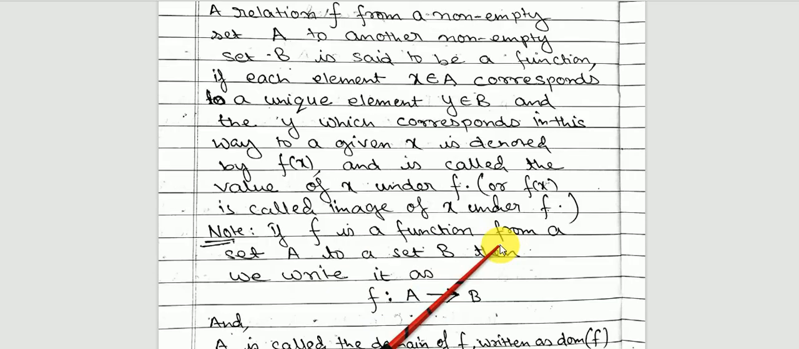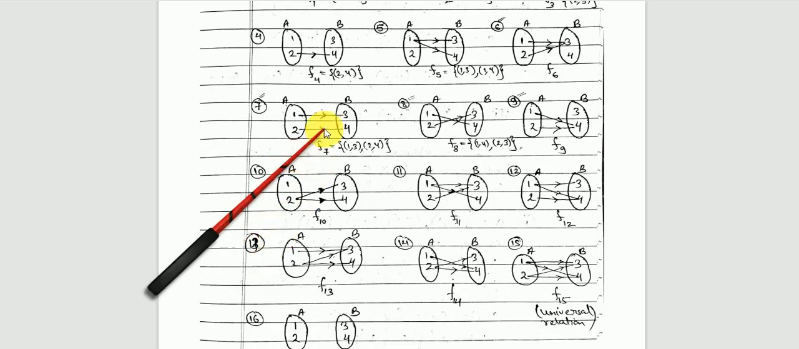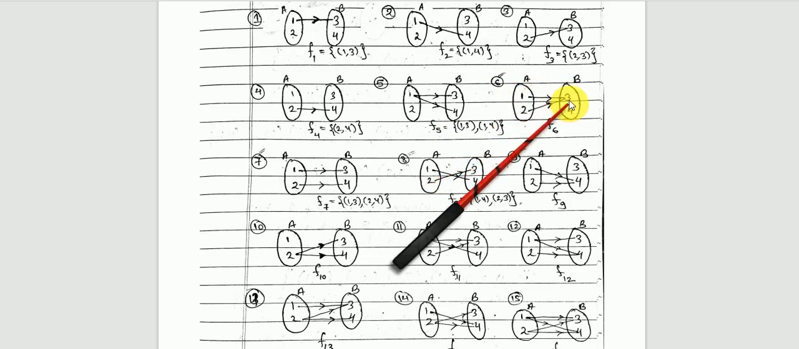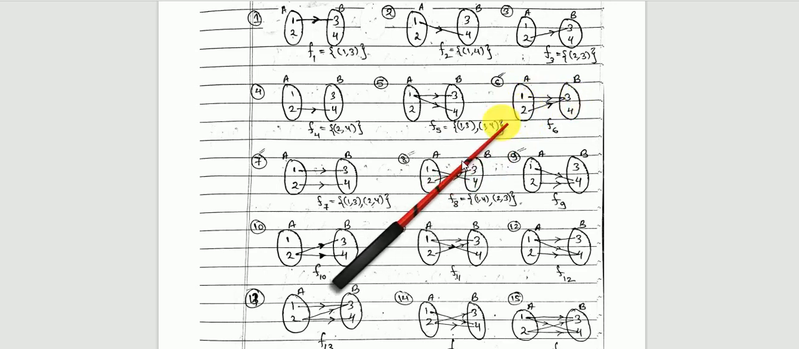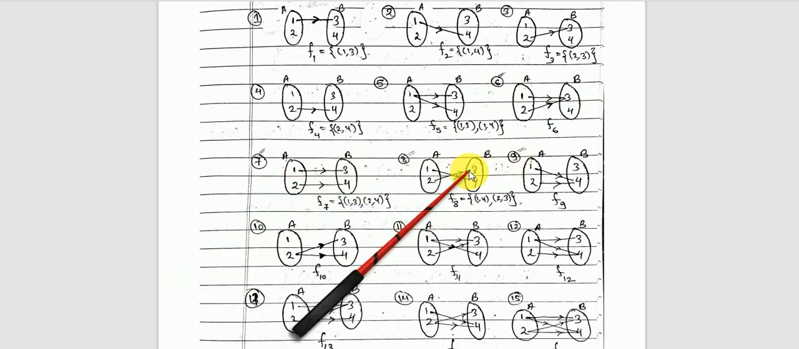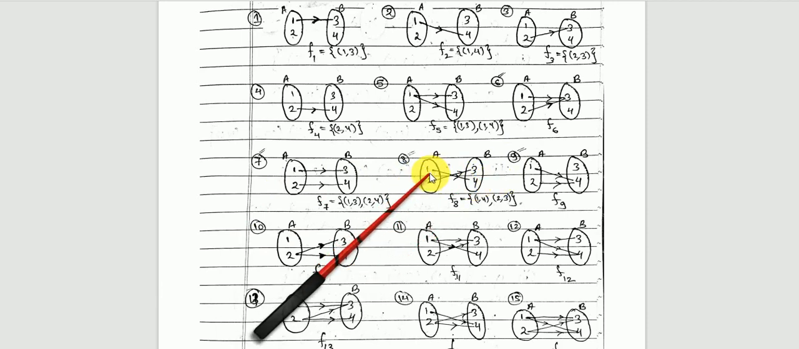Okay, so here, this is a function. So here 3 will be called the image of 1, 3 will also be called the image of 2. Here 3 is the image of 1, 4 is the image of 2. Okay, here 3 is the image of 2, 4 is the image of 1.